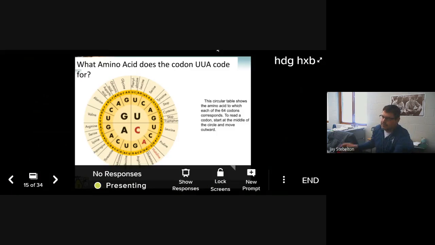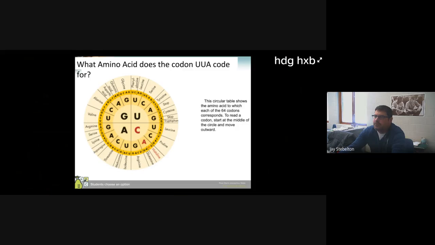Oh, try this one. What amino acid does the codon UUA code for?